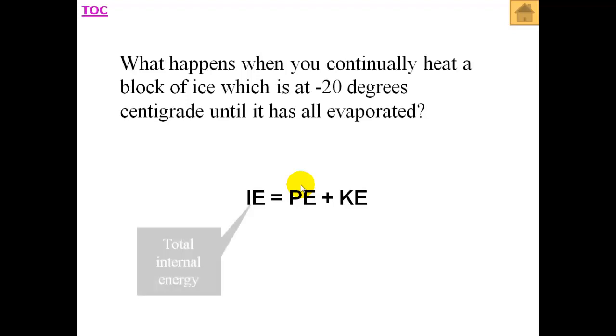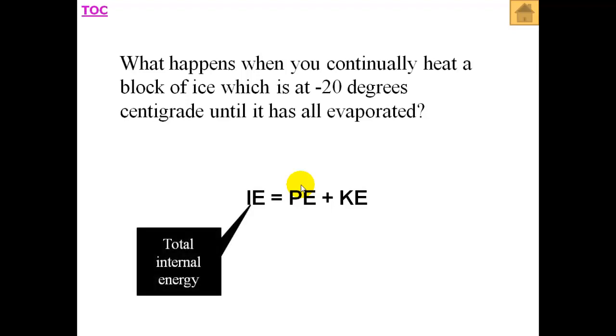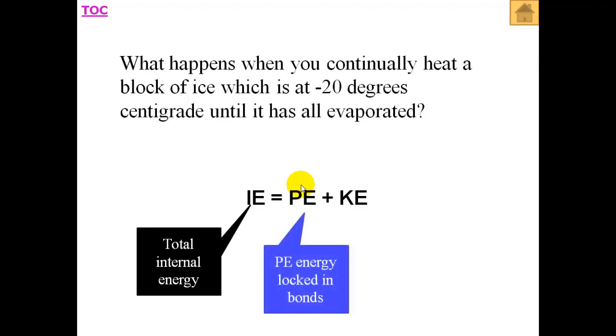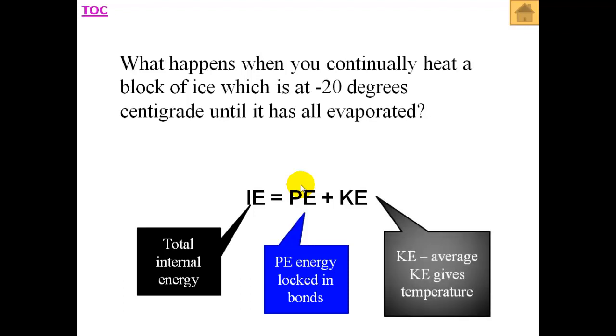So the internal energy is the total internal energy. This is the potential energy, which is basically locked in the bonds. When something is happening to the bonds, some kind of change in structure, that will be due to the change in potential energy. The kinetic energy, however, is basically a measurement of the average random kinetic energy, which gives the temperature. So if the temperature is changing, that's basically a change in the kinetic energy.